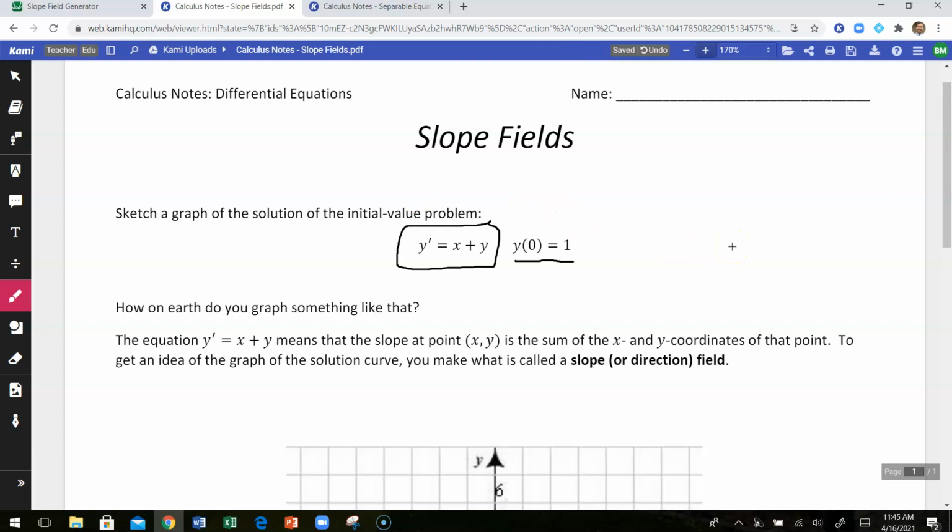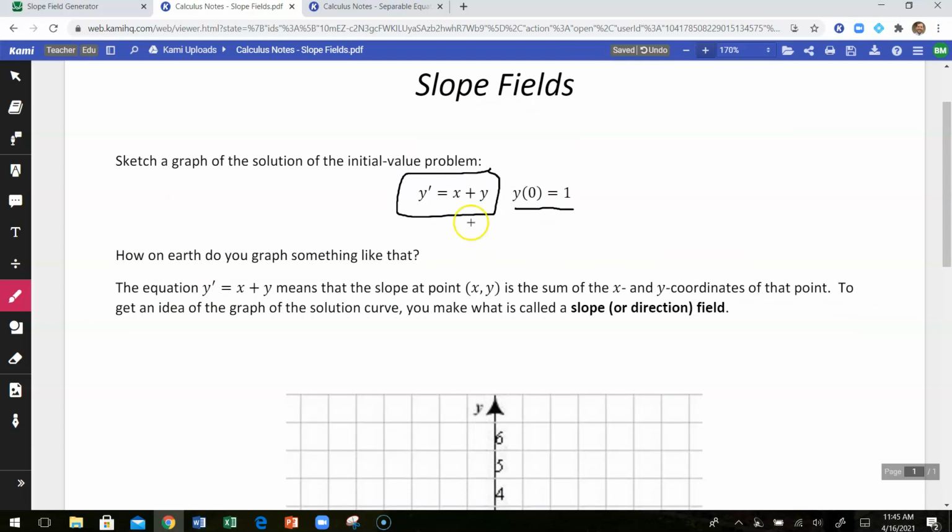Now, if I said create a graph for that, you probably wouldn't know where to start. So what you do when you graph differential equations is create what is called a slope or direction field. That is simply a grid that says all of the solutions, so remember with differential equations our answers are solution sets. We get a family of solutions. All of our solutions are going to fit this slope field.